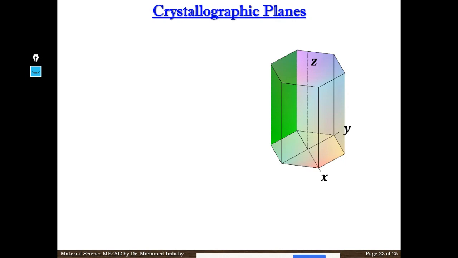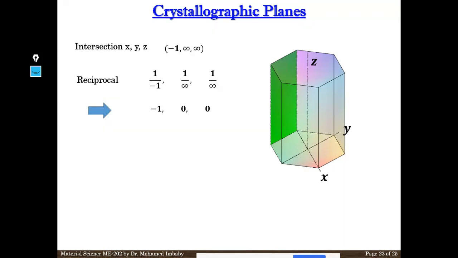So x is -1, and what is y? What do you see? Infinity also, because it's parallel to y and parallel to z. That is why two infinities. So it is -1, infinity, infinity. The second step is to take the reciprocal, which transfers to -1, 0, 0. So all of them are integers. It's okay, now we just go and find the fourth axis.